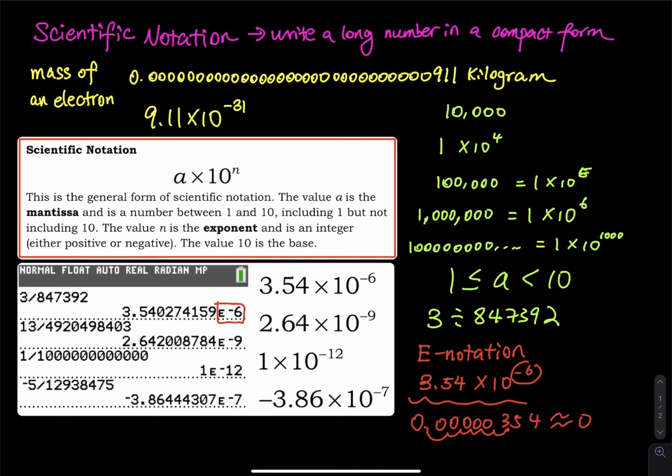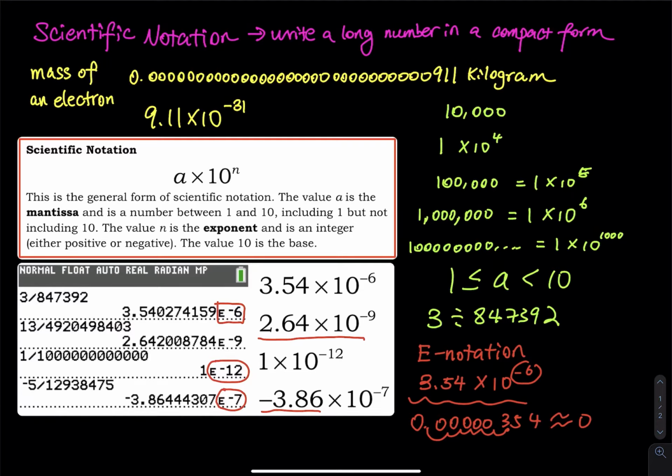The next one is 13 divided by a very large value. You have 2.64 times 10 to the negative 9. You have to be able to tell that this number is very close to 0. 1 divided by a huge quantity is 1 times 10 to the negative 12. Can the first number be negative? The answer is yes. If you take negative 5 divided by a very large value, there is no way to write a positive number there. So you write negative 3.86 times 10 to the negative 7. You have to be prepared to read this type of thing in your statistics class.